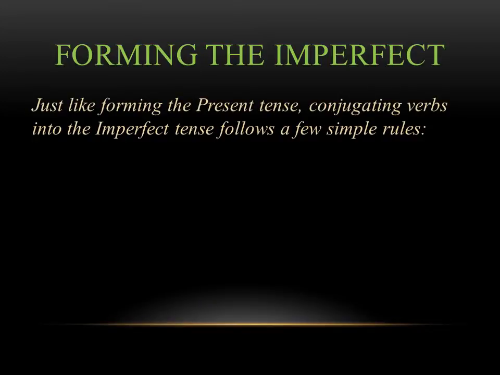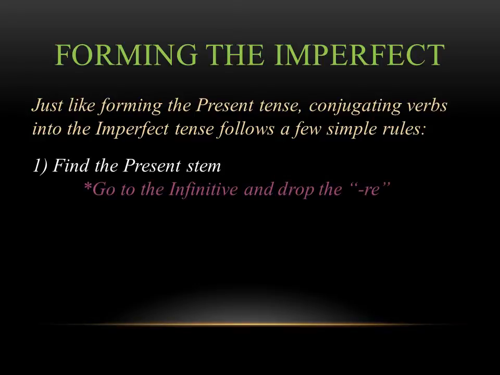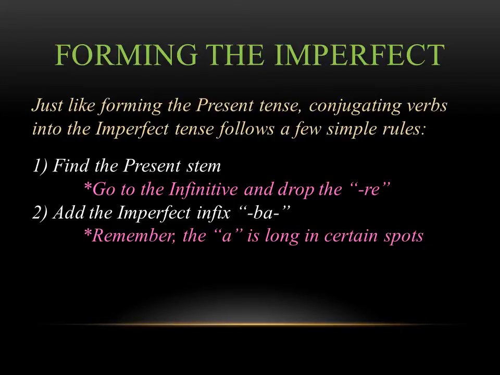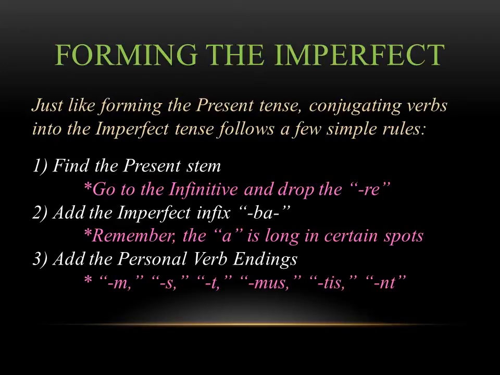So just like when we were forming the present tense, remember, what you're doing is following some simple rules to get the imperfect. These rules are the same as the present. So first off, you find that present stem. And again, you go to the infinitive and drop the RE. Next, you add the imperfect infix, which is the BA. And you want to remember the A is long in those three specific spots we just mentioned. So remember that moving forward. The last thing you do is you add your personal verb endings, the O/M, S, T, MUS, TIS, NT. And remember that O will actually be an M in the imperfect.